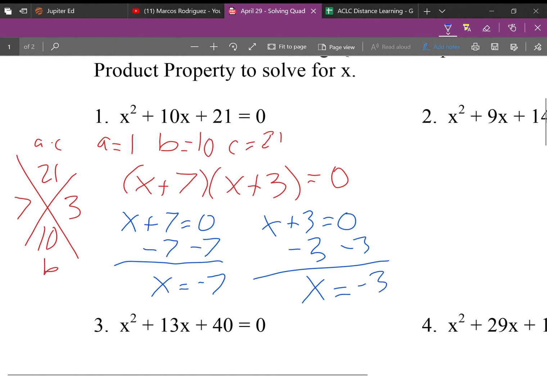And these are my two solutions. So remember, if you're solving, you're not done until you say what x equals. So what did I say here? I said that x equals negative 7, and x also equals negative 3. Is it always two answers? No. It could be 1, it could be 0, but most of these will be 2.